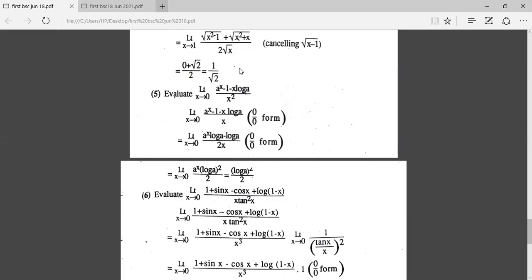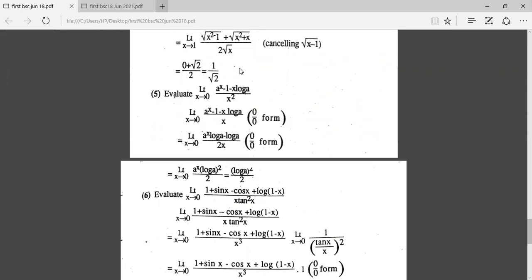Differentiating, log a is a constant. The differentiation of a raised to x is a raised to x log a, and one more log a is there, so you will get a raised to x, log a whole square. Minus log a is constant, so its differentiation is 0, whole divided by the differentiation of 2x with respect to x, which is 2.